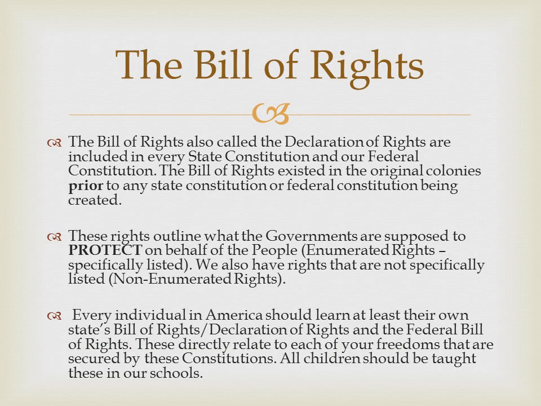The Bill of Rights. The Bill of Rights, also called the Declaration of Rights, are included in every state constitution and our federal constitution. The Bill of Rights existed in the original colonies prior to any state constitution or federal constitution being created. These rights outline what the governments are supposed to protect on behalf of the people. These are called enumerated rights. They're specifically listed. We also have rights that are not specifically listed. These are called non-enumerated rights.